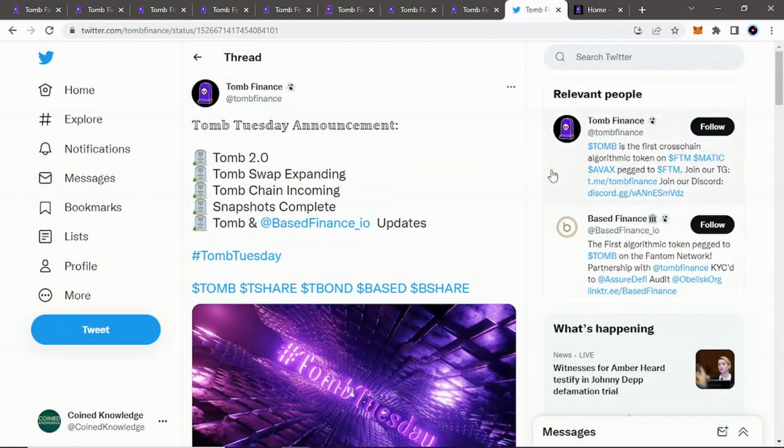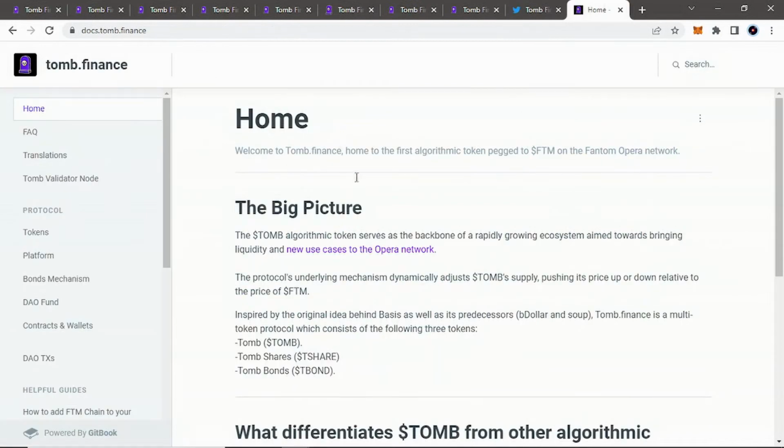And if we look at their Twitter over on Tomb, they are still releasing so many updates and they're working on it as well. So you can see here one of the most recent updates, their Tomb Tuesday announcement, Tomb 2.0. They're going to be expanding their Tomb swap. The Tomb chain is coming. That is very bullish in my opinion. So Tomb chain is incoming, and Tomb and Based Finance updates, another kind of Tomb fork. And you can see that Tomb does have plans to go cross chain in the future.